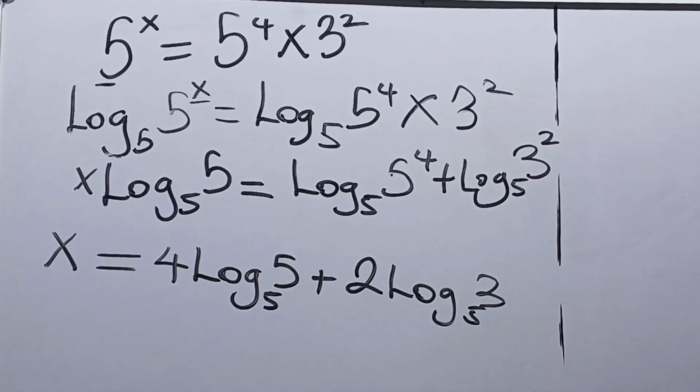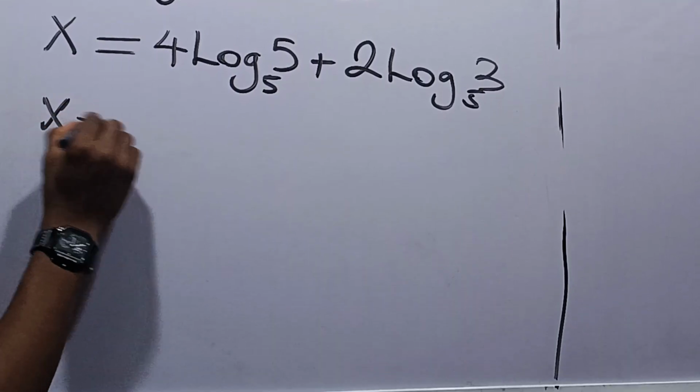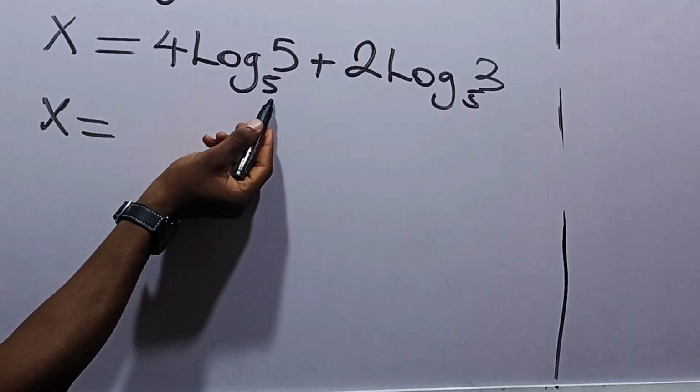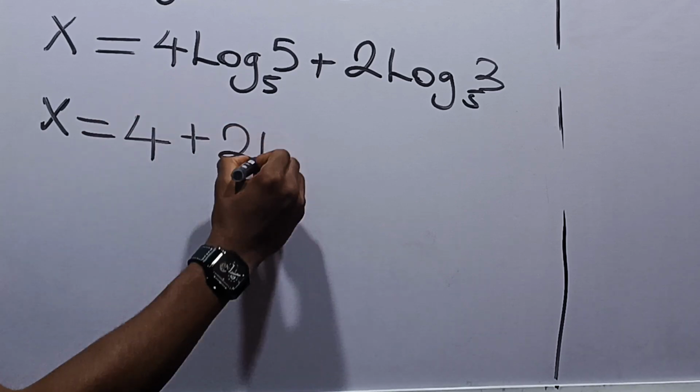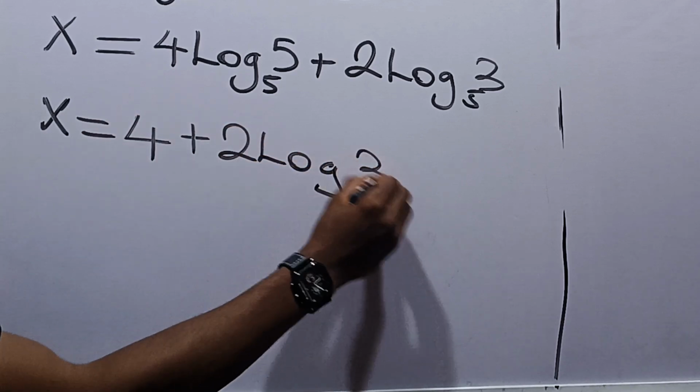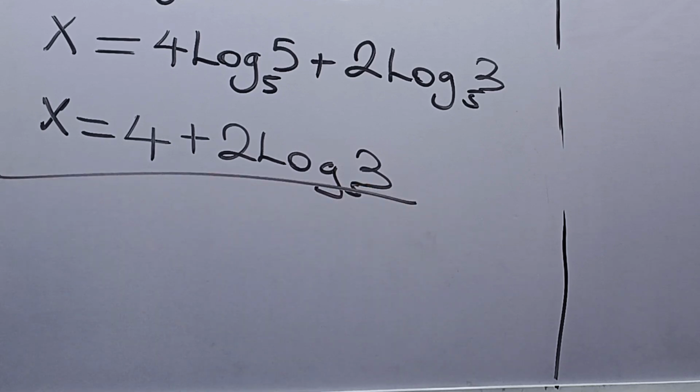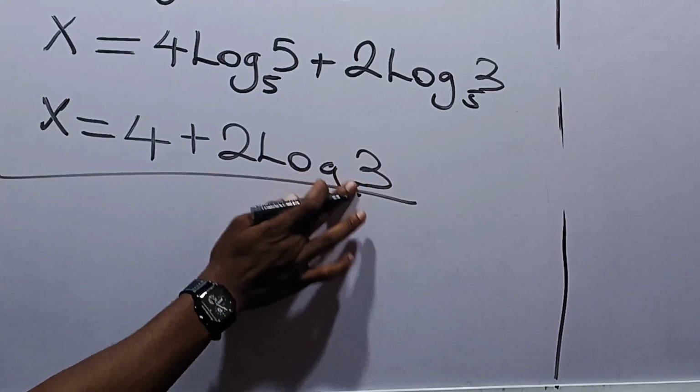Now from here, our x becomes equal to, since logarithm of 5 to base 5 is 1, 1 times 4 is 4, plus 2 multiplied by logarithm of 3 to base 5. And this becomes the final answer of x in this question.